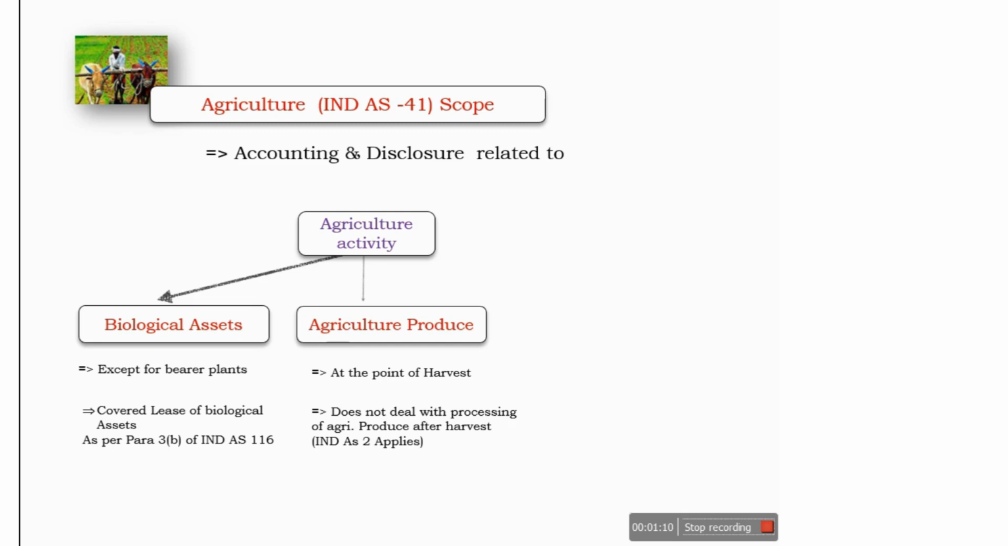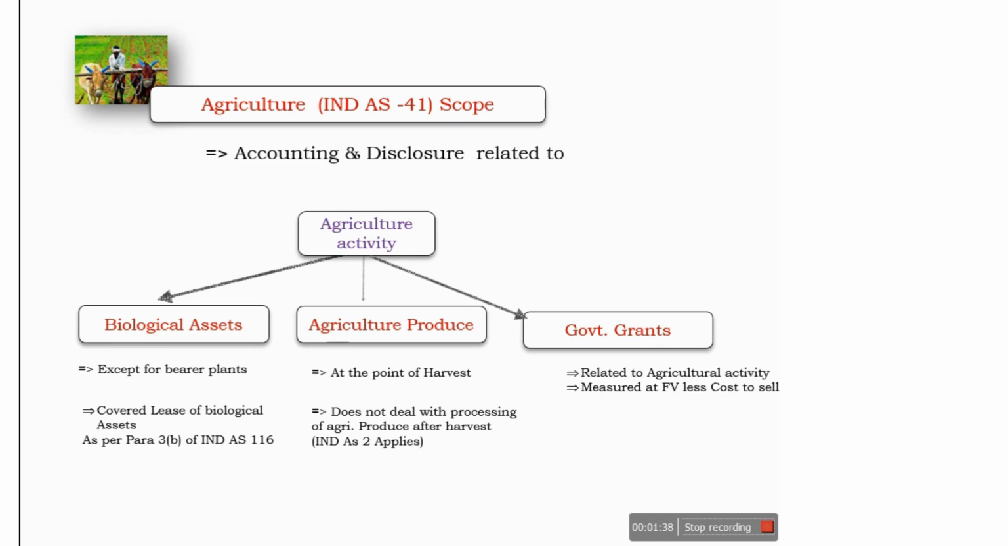For example, if we take an example of grape that is converted into wine, when the grapes are grown, it will not apply on the processing of grapes to wine, but it will be applied on the grapes at the point of harvest. Apart from it, it will apply on the treatment of government grant related to agriculture activities. Those are measured at fair value less cost to sell.